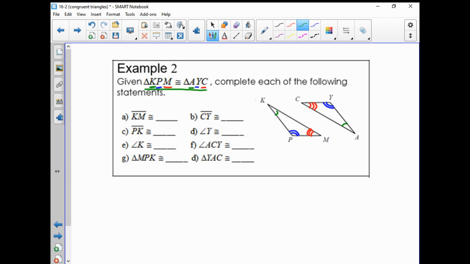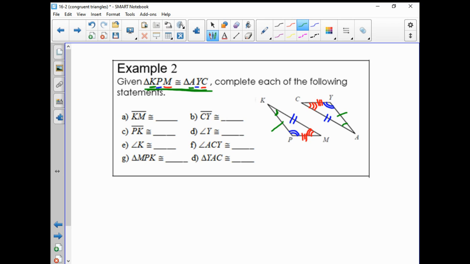You can either look up here at the congruency statement that they gave us, or you can just look. I'm going to go between my 1 tick and my 2 ticks, so between the blue and green, and put 1 tick between the blue and green. Okay, then I'm going to go between the green and red and put 2 ticks, and then between the red and blue, we'll put 3 ticks right down there, so we can kind of see which sides are congruent to which sides.